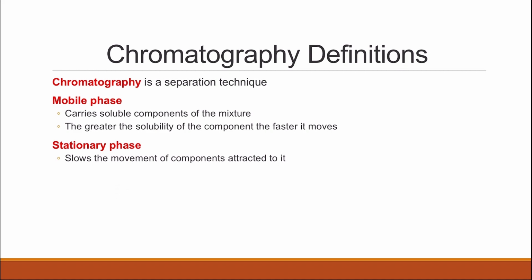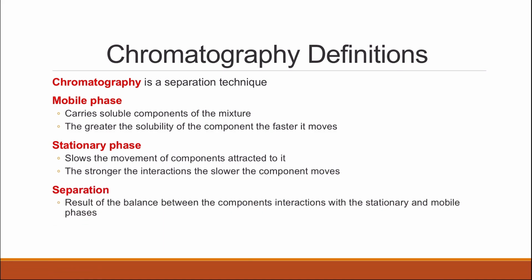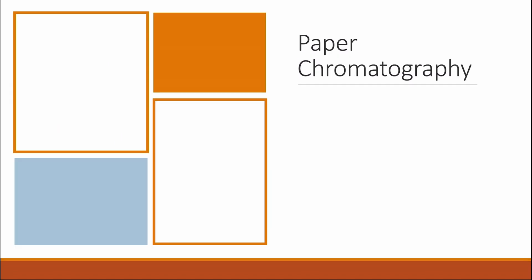The stationary phase, however, will slow the movement of the components attracted to it. And the stronger the interaction, the slower the components will move through the stationary phase. The whole separation process is a result of the balance between the component's interaction with the stationary phase and the mobile phase. An example of chromatography is paper chromatography.